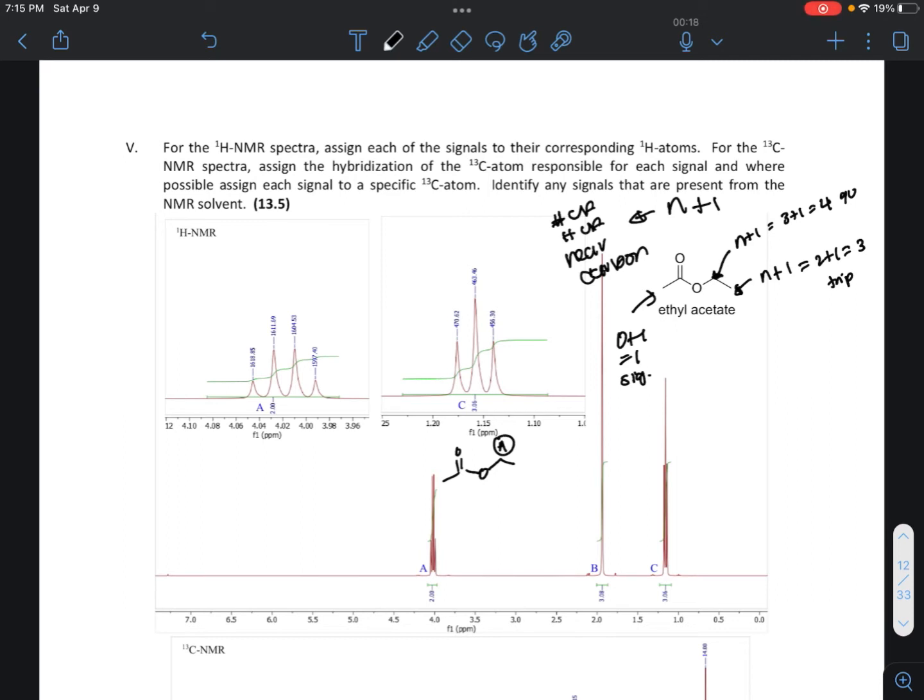And then let's go on to B. B is just a singlet. It's integrating as 3. So we know that we should have a singlet here that's integrating as 3. So this will be B. Then let's go to C. C is a triplet integrating as 3. So we know what that is. That's going to be the other CH3 group. So that would be this one. All right, so now we have all of the 1H NMR assigned.